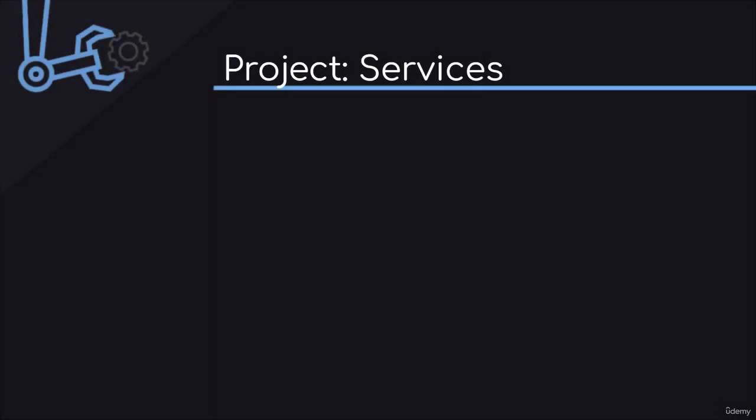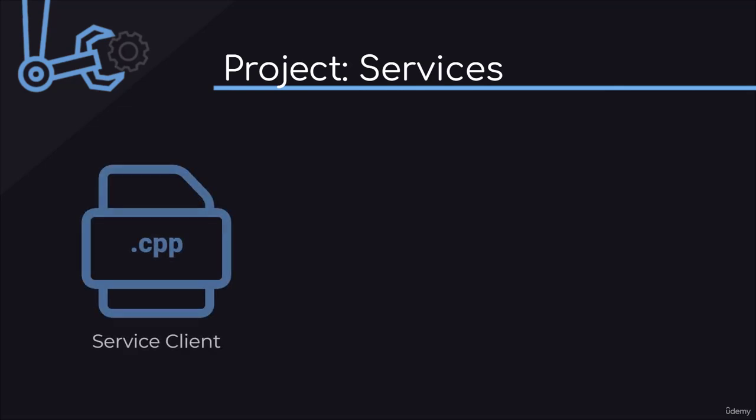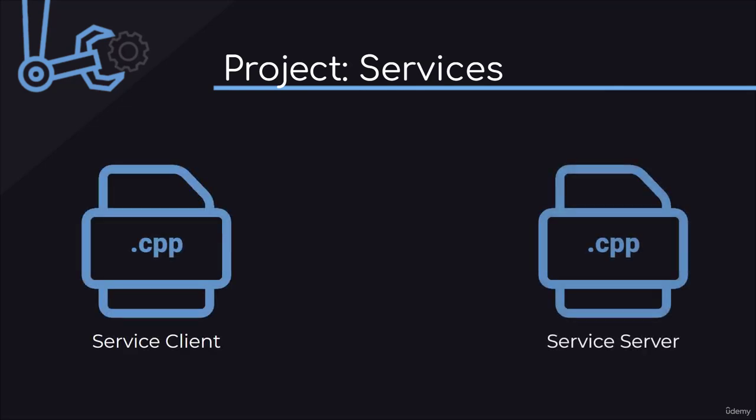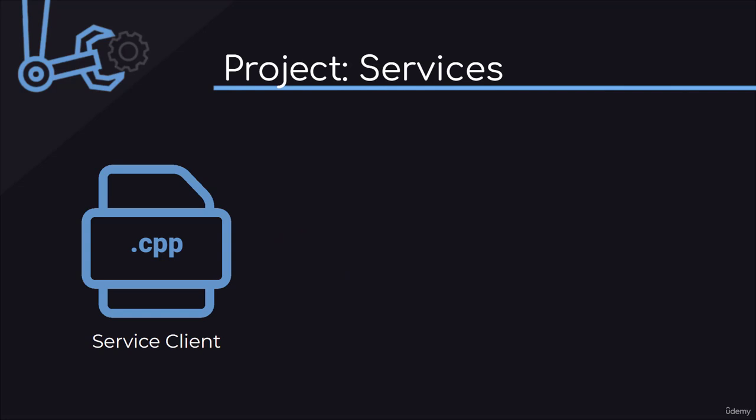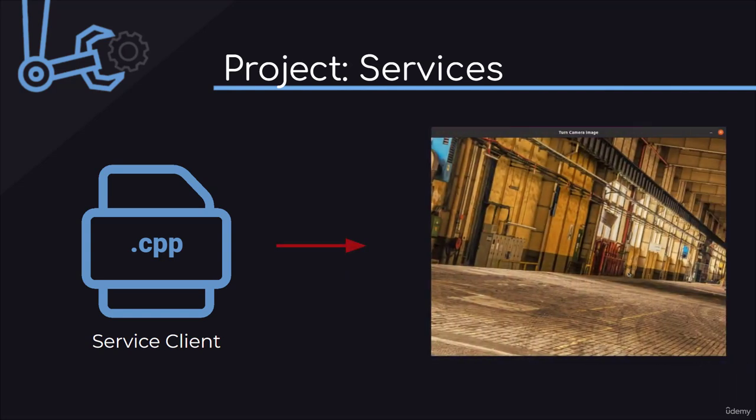For this project, we will create two nodes, a service client node and a service server node. The service client node will send a service request of how many degrees to turn the camera to the service server node. The server will then return the pre-taken image data back to the client. Then, as an added feature, see if you can make your service client display the image for the user to see.